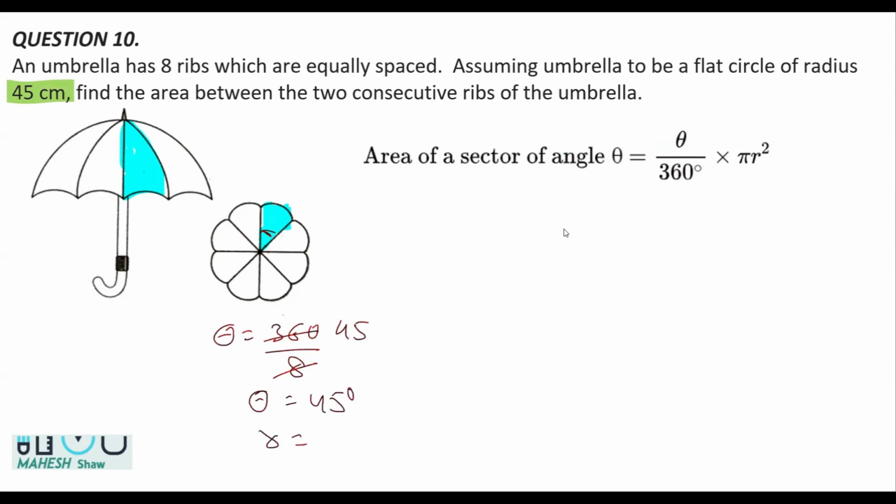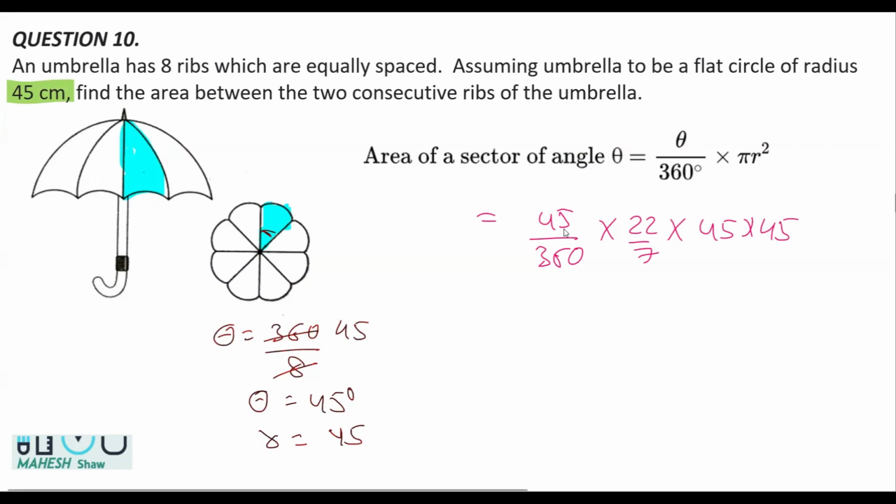Now radius, as you can see, it is given as how much? 45 centimeter, right? So what we did first, we found out the angle by dividing 360 with 8 to get 45. Next I'm going to place the values here. So the area of the sector, theta which we get as 45 degree, 45 over 360 multiplied by pi, not mentioned, so 22 upon 7 into r square. R is how much? 45 into 45.